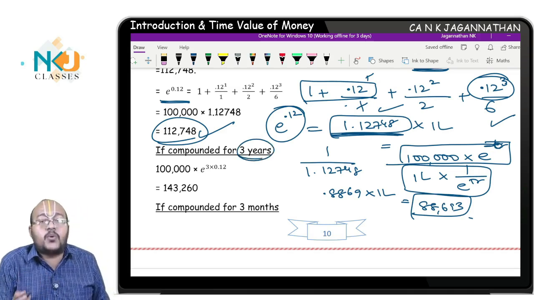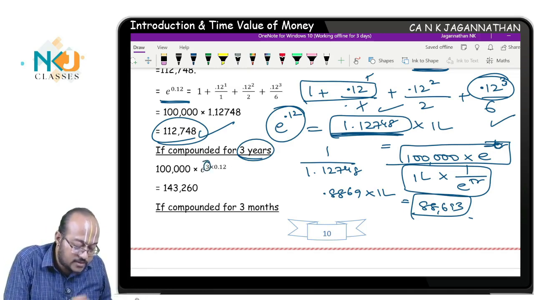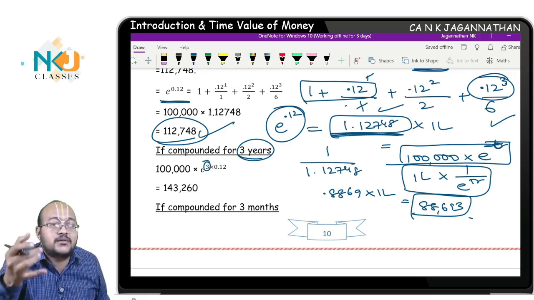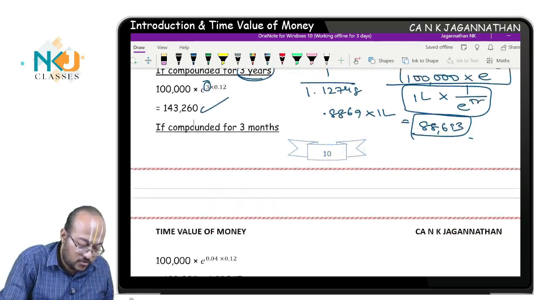Next, if the compounding period is 3 years, if you want to compound for 3 years, what will you do? E to the power TR we did. That T you substitute as 3. Always I told you the time will be taken in yearly terms. So 3 will be taken into 0.12 and you will get the future value the same way.